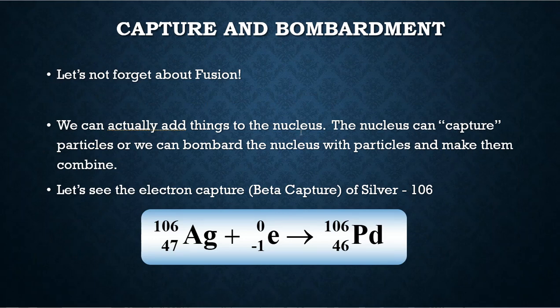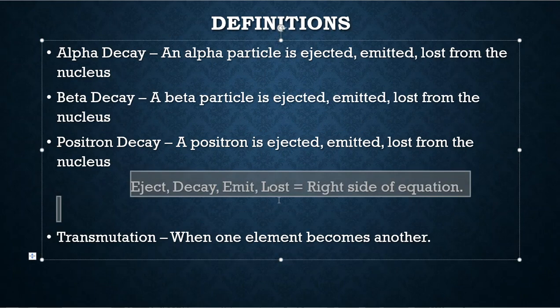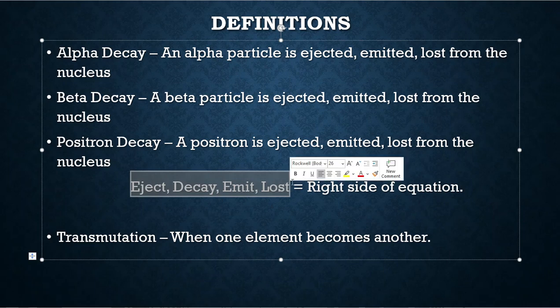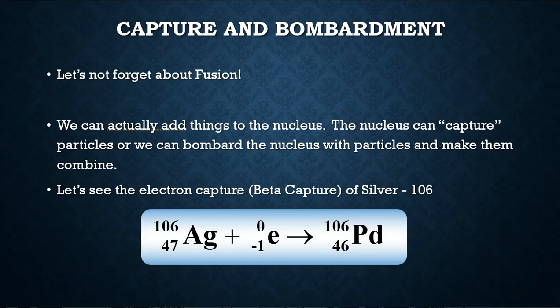So you can have fusion, right? So you can add things to the nucleus. And a lot of times we call it capture or bombardment. When we bombard something, neutron bombardment, you're throwing neutrons at the nucleus, hopefully the nucleus will capture a neutron, or you can have beta capture where a beta particle is captured by the nucleus. Okay, and whenever you see those words, unlike eject, decay, emit, if something is emitted from the nucleus, it's going to go on the right side of the equation. But if something's captured by the nucleus or bombarded into the nucleus, it's going to be on the left side.